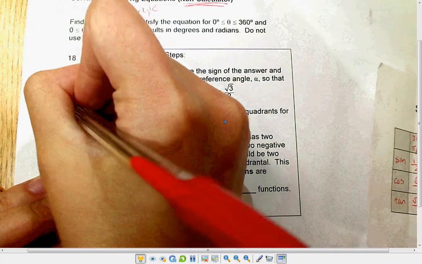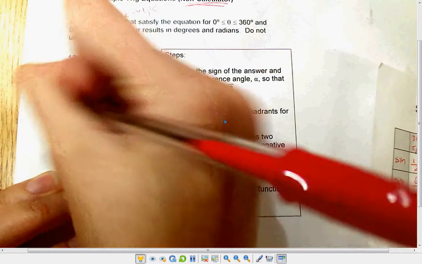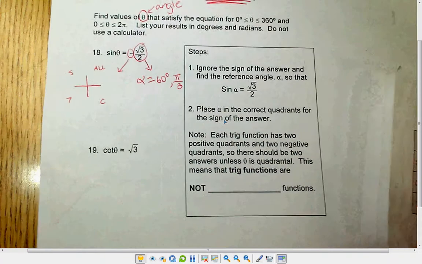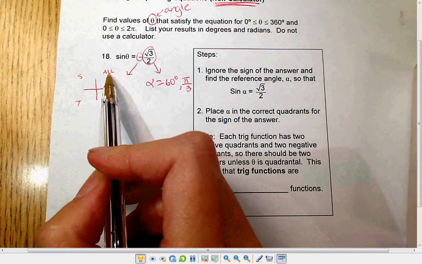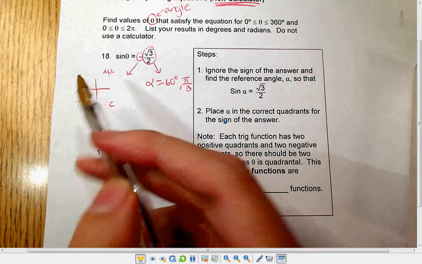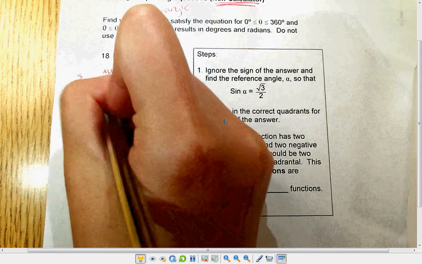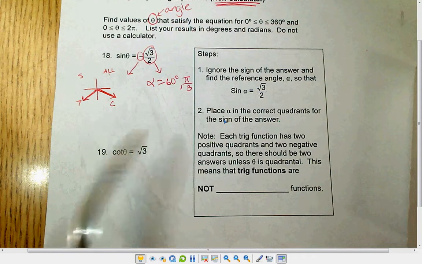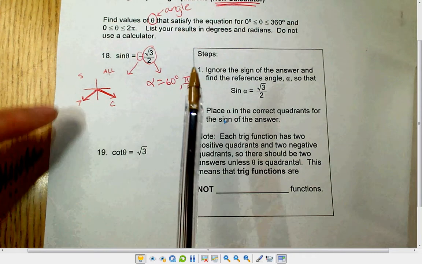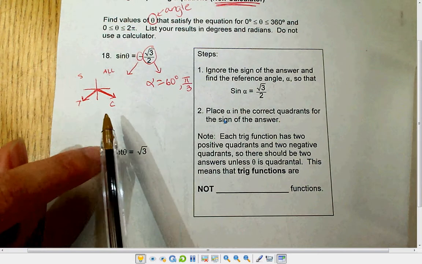Okay. Then now we use the negative sign. And we're trying to figure out when is sine negative. So this is when we use our All Students Take Calculus. We want to know when sine is negative. So sine is not negative here because this is when all of them are positive. This is when sine is positive. So that means it must be in the third and the fourth quadrant because that is when sine will be negative.